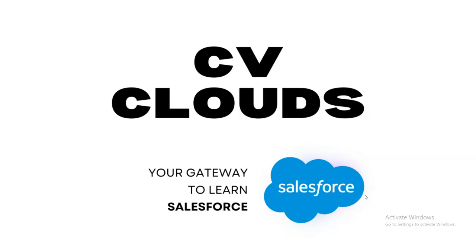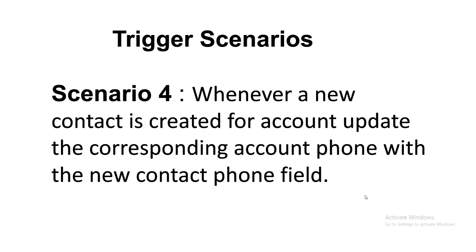My name is Vishal Mankar and today we are going to learn about the fourth trigger scenario of our English trigger scenario playlist. Let's start. So the trigger scenario is: whenever a new contact is created for an account, we have to update the corresponding account phone number with the new contact's phone number field. I will show you what the requirement is.